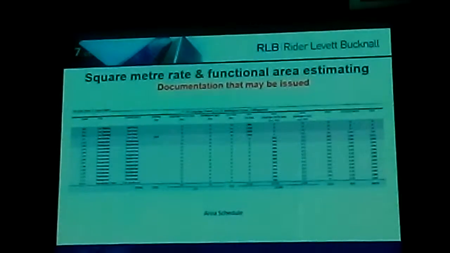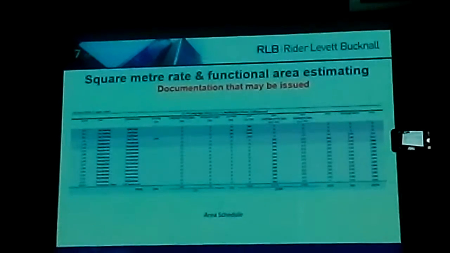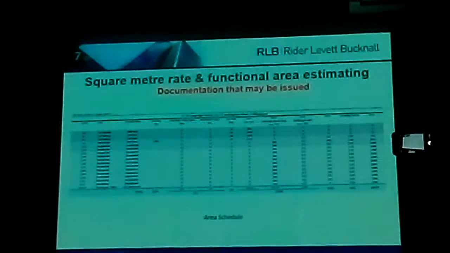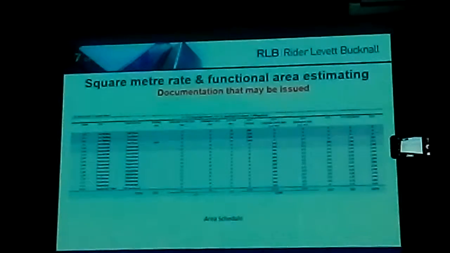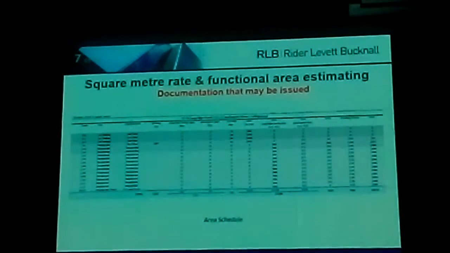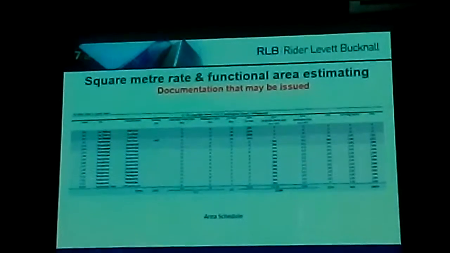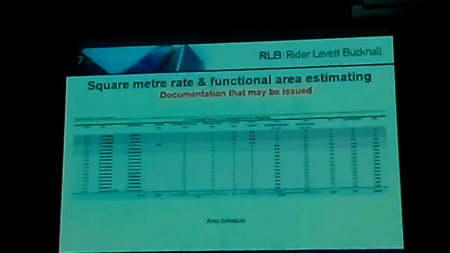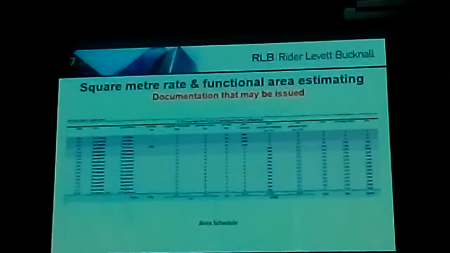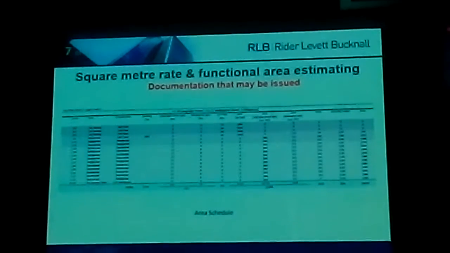The next two slides are an indication of what documentation may be issued in order to prepare these estimates. So here we have an area schedule, which is level by level, giving you apartment numbers, car park numbers, GFAs, as well as your NSA. Interesting to note that NSA is based on a grossing factor, which therefore tells you that it has not been proven in an actual floor plan.